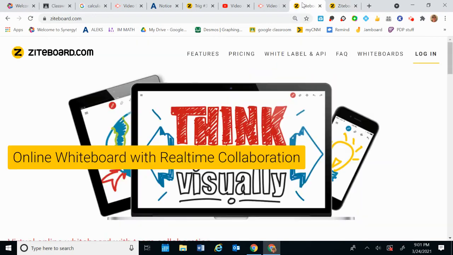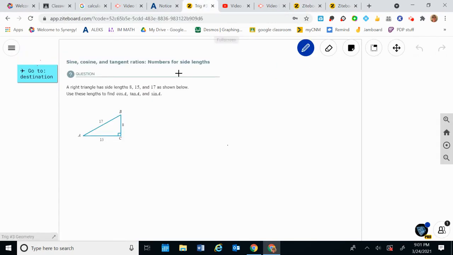So here we go. Here are the notes for today. Take a look at this triangle. It says sine, cosine, and tangent ratios, numbers for side lengths. So they've given you numbers. A right triangle has these side lengths. They always just explain what's there. They want you to find cosine, tangent, and sine.